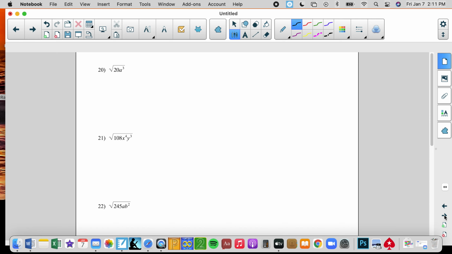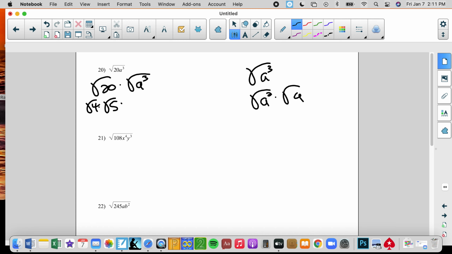20, a to the 3rd. Rad 20, rad a to the 3rd. So rad 20 gets broken into rad 4, rad 5. Now, remember how I broke those up? Well, there's only 3 of them, and I want to do pairs of 2. So I can only do one pair of 2 because a squared times a gives me a to the 3rd. So I only have an a squared times rad a. Rad 4 becomes 2. Rad 5 can't be simplified. Rad a squared gives me an a, and then I have a rad a.